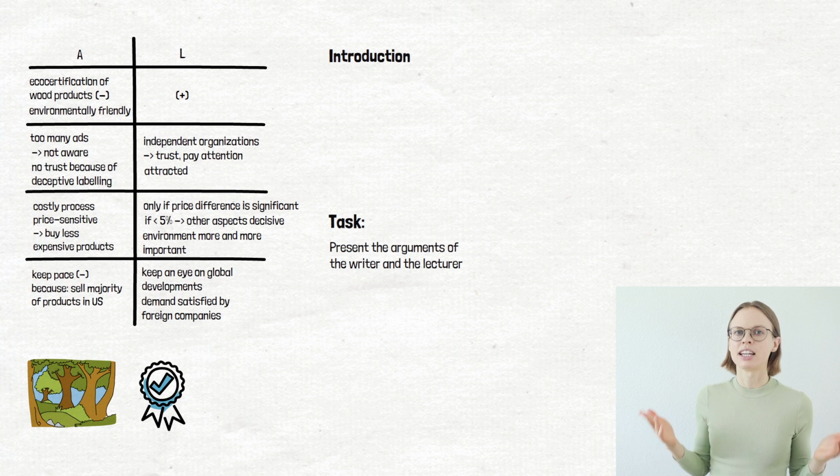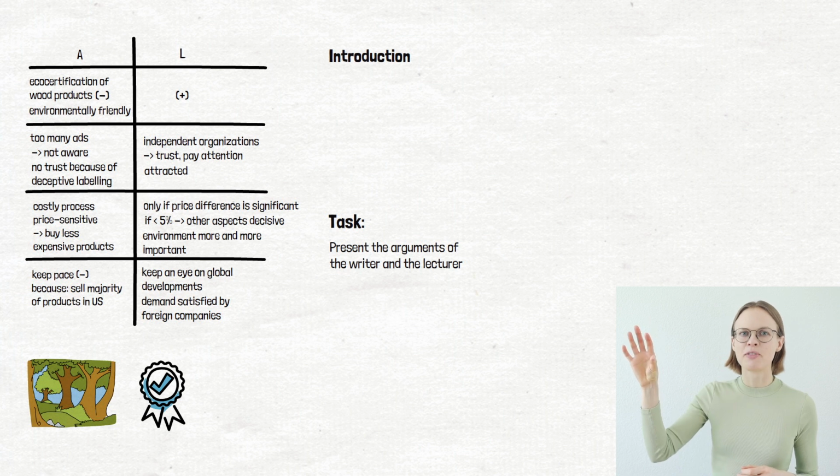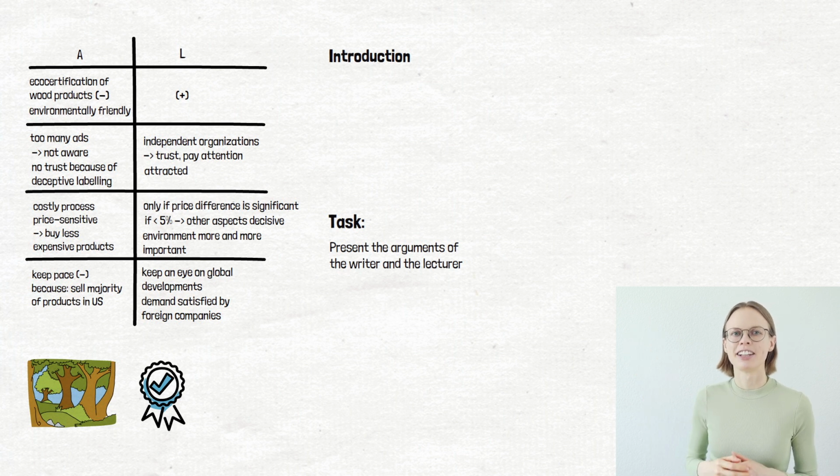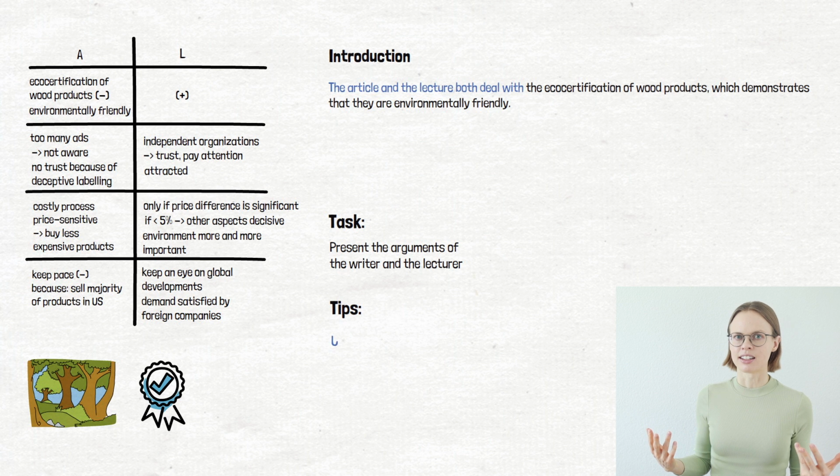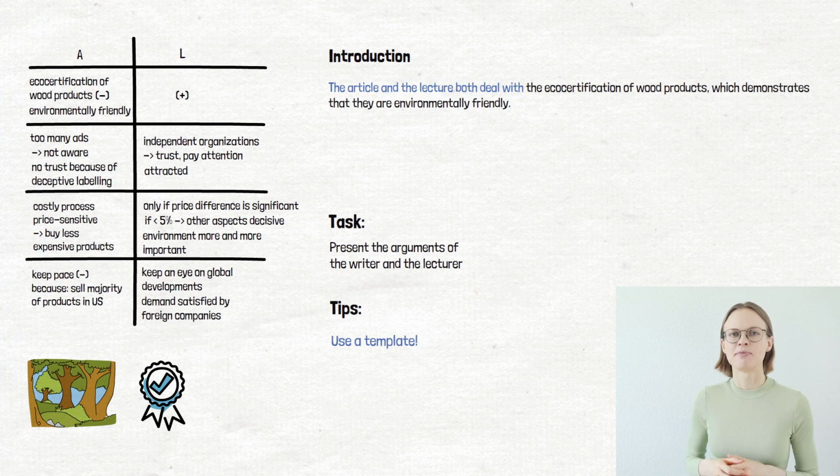In the first sentence in your introduction, you must tell the reader what the article and the lecture are about. And you will find this information in the first row of your table. So let's have a look at this row. I'm going to write: the article and the lecture both deal with the eco-certification of wood products, which demonstrates that they are environmentally friendly. This is the first sentence of our introduction. It tells the reader exactly what the article and the lecture are about.